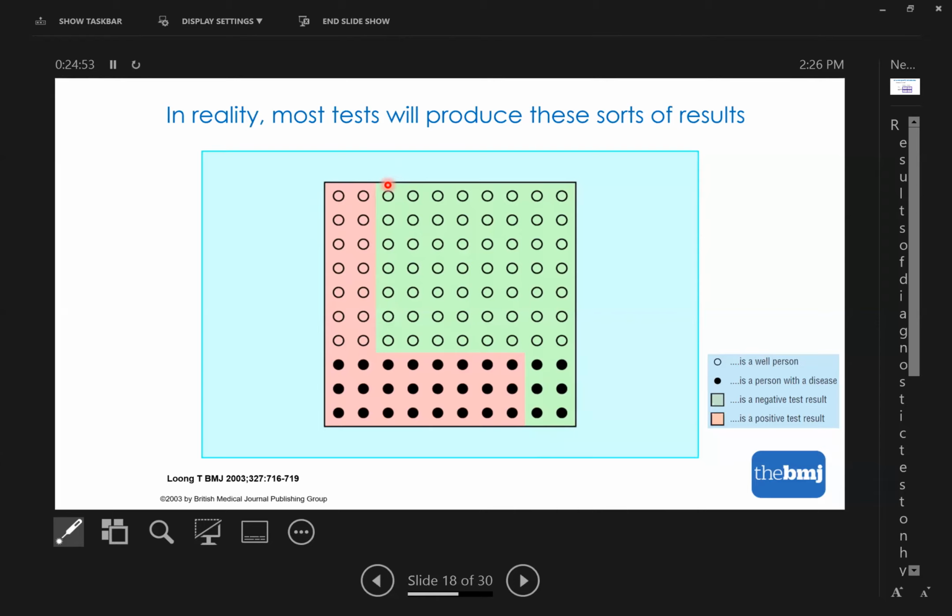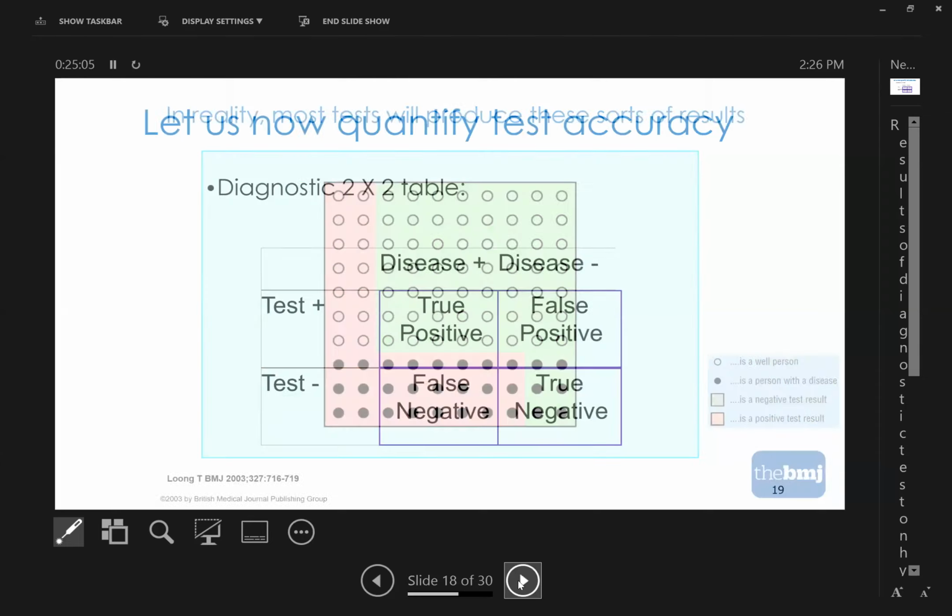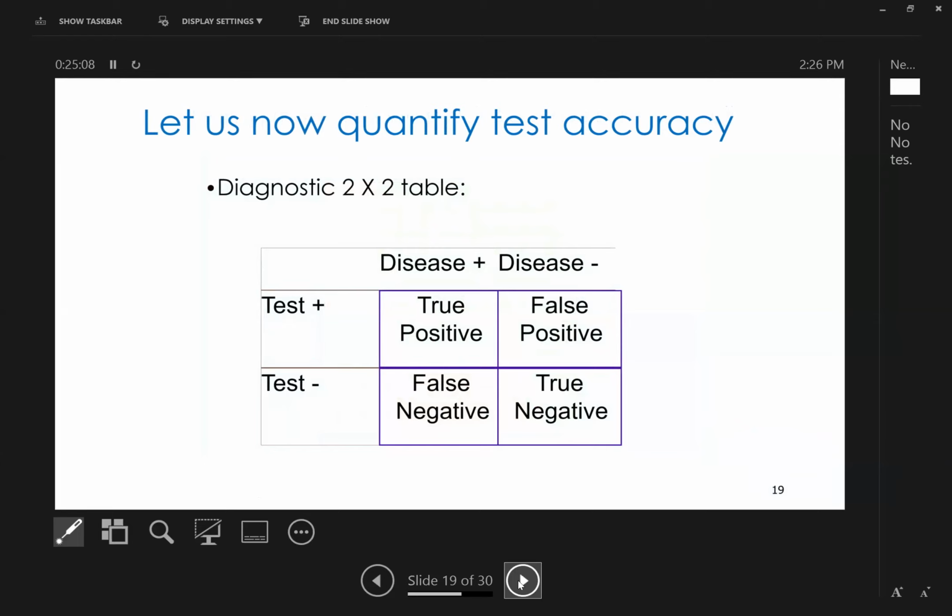Therefore, the sensitivity and specificity of this particular graphic will probably be around 90% sensitive and 90% specific. It's not perfect, so it will produce some false positives and some false negatives. So here is how we do a diagnostic 2x2 table. It looks very similar to a standard epidemiological 2x2 table that Ngozi taught you early on in the course, right?